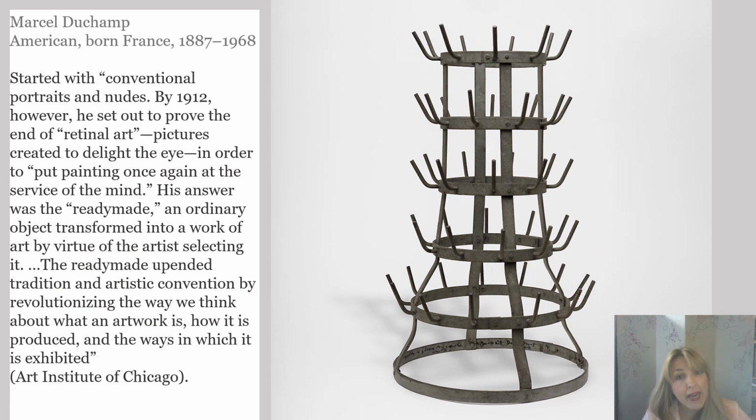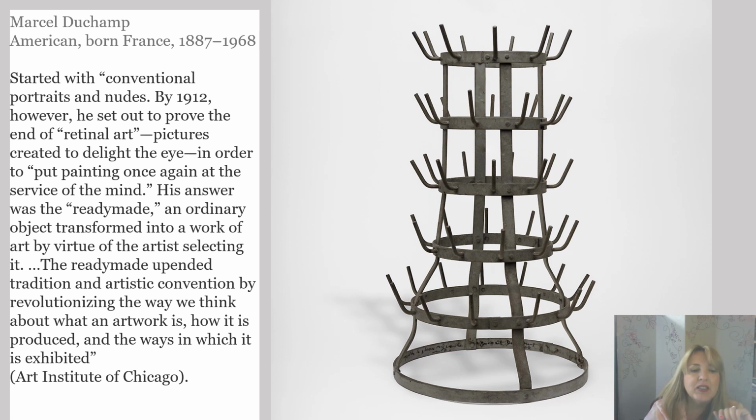He started with traditional painting, and Nude Descending a Staircase is one of the works he painted. It wasn't well received, and he didn't handle criticism very well. He starts with conventional portraits and nudes, but by 1912 he is done with retinal art, pictures created to delight the eye, in order to put painting once again at the service of the mind. His answer was the ready-made, an art term associated with Marcel Duchamp, and it's art because I say it's art.